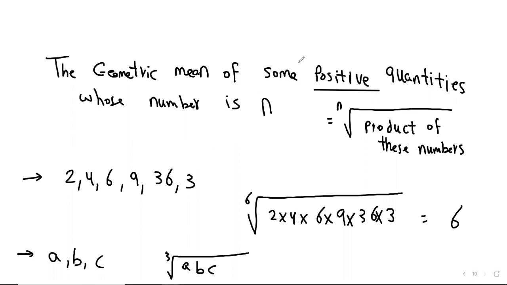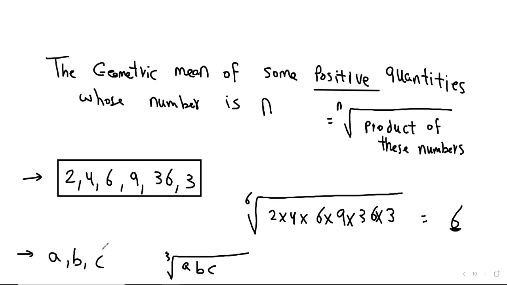So if I want to get the geometric mean of these numbers, count them. How many numbers do we have? 1, 2, 3, 4, 5, 6. So you will find the 6th root of the product of these values. So it's the 6th root of 2 times 4 times 6 times 9 times 36 times 3. It's going to be 6.